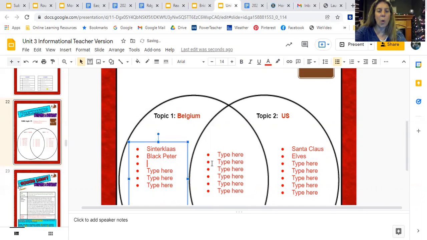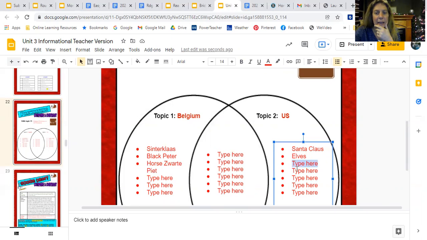Now I'm thinking, oh, Sinterklaas comes on a horse named Zwarte. Yeah, and I'm not sure I'm saying that right, but that's how I would say it. And I'm thinking about how Santa comes in a sleigh pulled by reindeer, specifically Rudolph, but I can add that later when I write because these are just my notes.